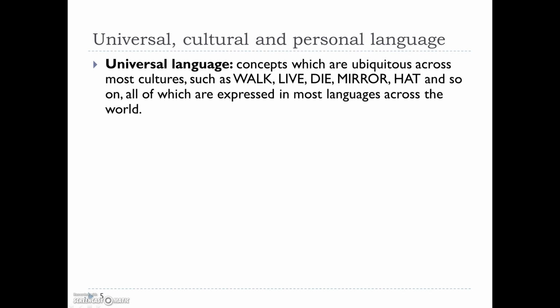So when we think about language in general, we can think about some parts of language as universal. And basically universal language, or universal words, I guess, they describe concepts which you find across most cultures. And here are some examples: walk, live, die, mirror, hat. Most languages in the world will have words to denote these concepts because they are universal, right? Across the globe, people walk, and across the globe they live and they die. So it makes sense, obviously, that languages are going to have words that describe these concepts.